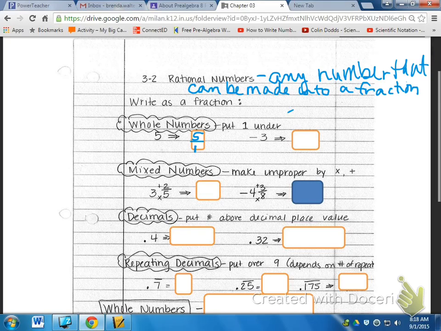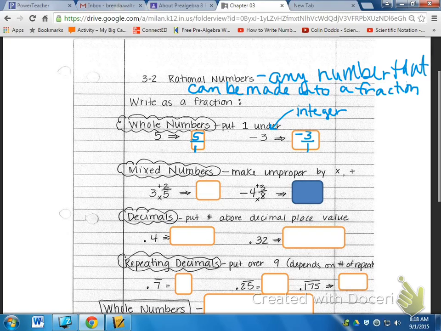Now, -3 is not a whole number. It would be called an integer, but it's along the same lines. You take -3 and put a 1 under it. So if it is a number without any decimals or fractions with it already, you just put it over 1 and you've made it a fraction.